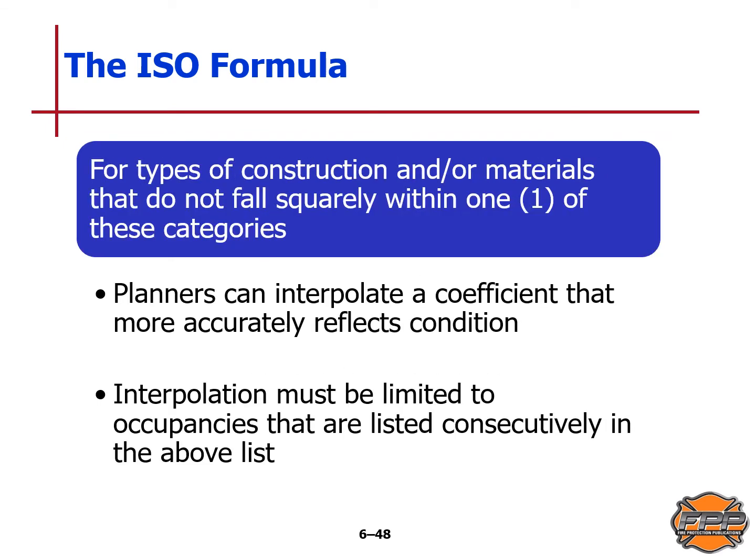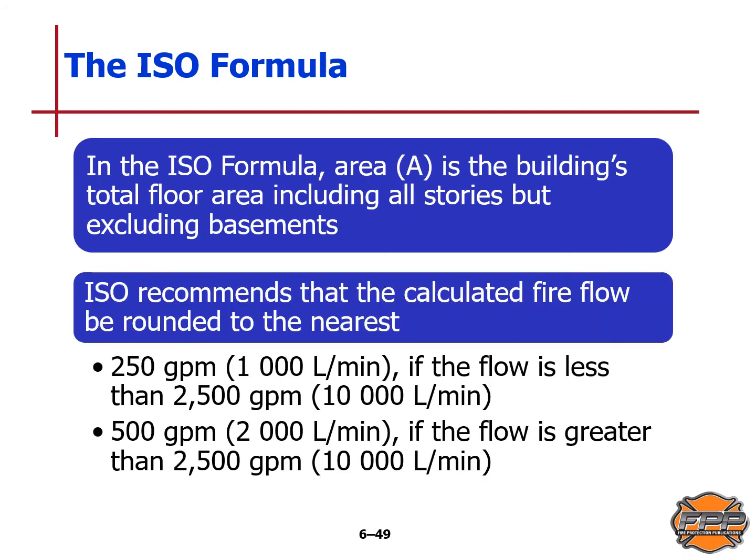For types of construction and/or materials that do not fall squarely within one of these categories, planners can interpolate a coefficient that more accurately reflects the conditions found in said building. The interpolation must be limited to occupancies that are listed consecutively in the above list.